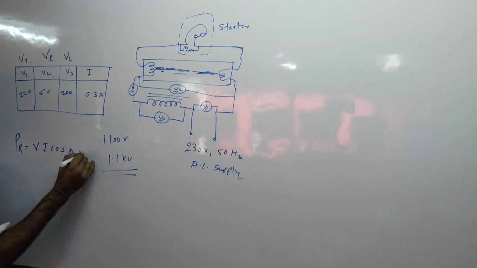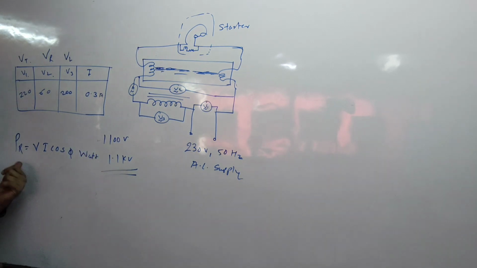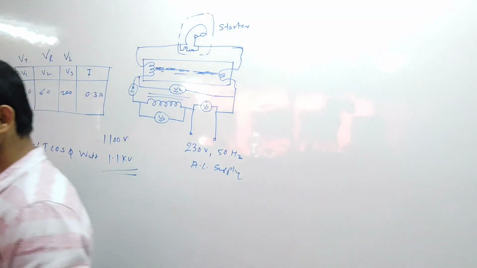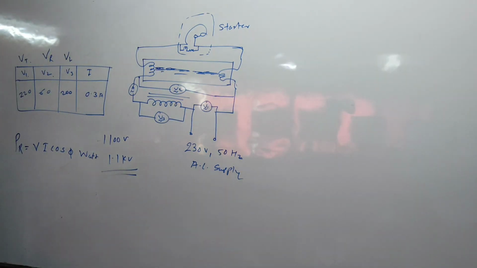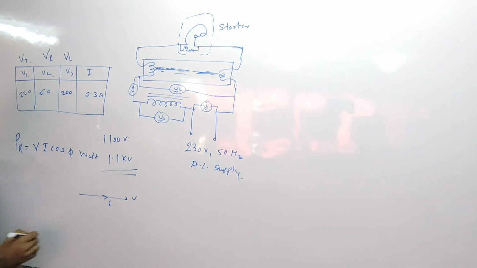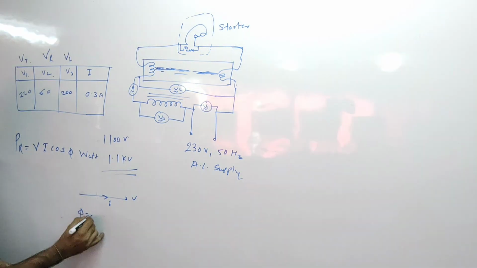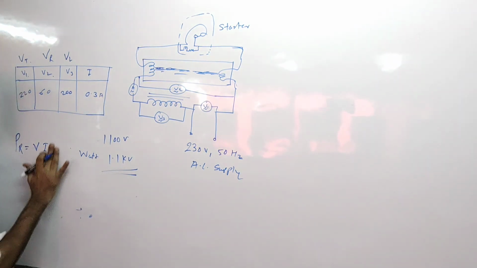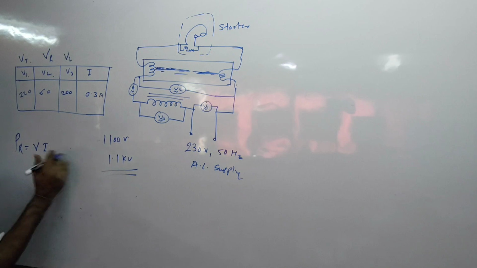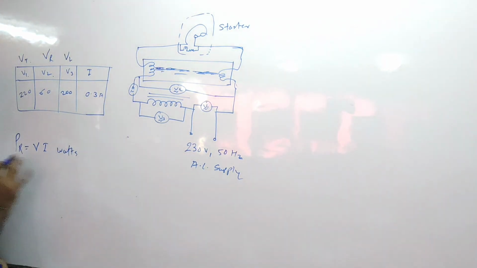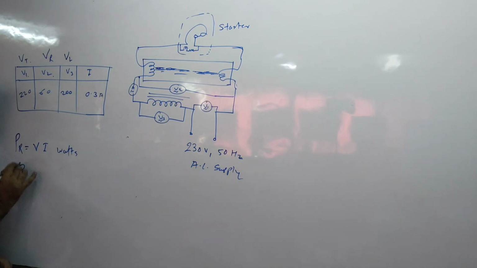Power consumption by an AC circuit, the formula is VI cos phi. Clear? But is it the correct formula for a resistive load? Yes, V into I, because in a resistive load your voltage and current are in phase, so the phi angle is 0 and cos 0 is 1. So here we only have to use V into I, in watts.